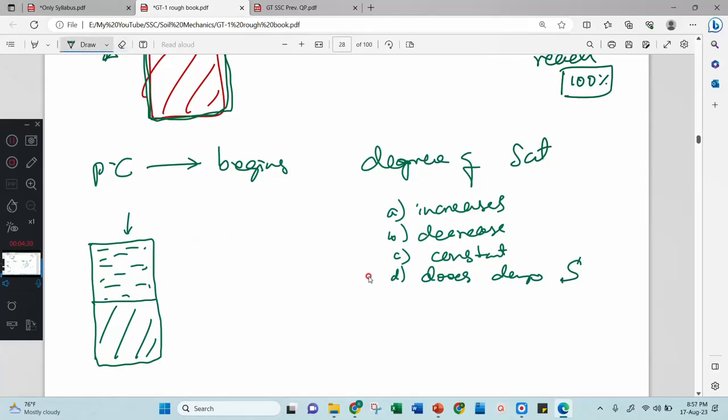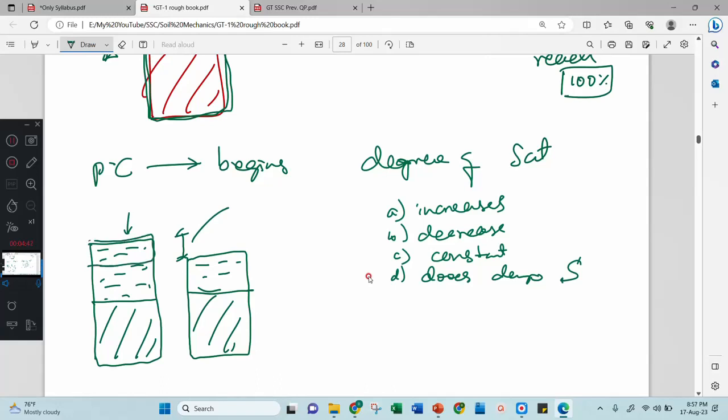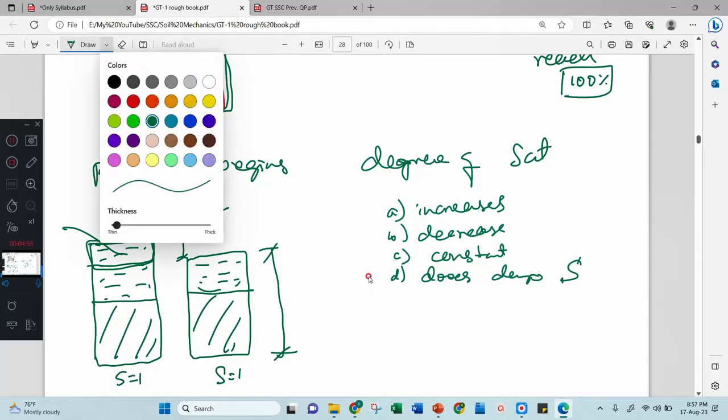When I apply the load, then the diagram will be like this. Right? What happened to this much? It is expelled. This much water is expelled, removed. Then this is left. Now whether this is saturated or not? This is also saturated. Even though the water is escaped, still that is saturated.